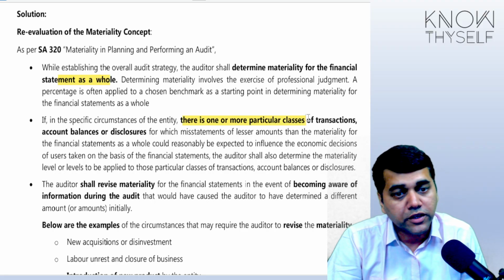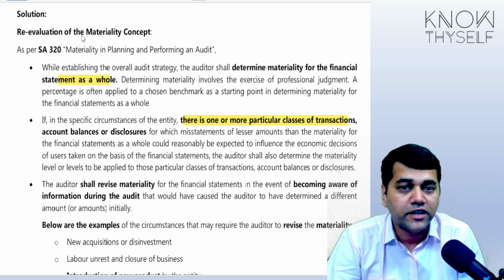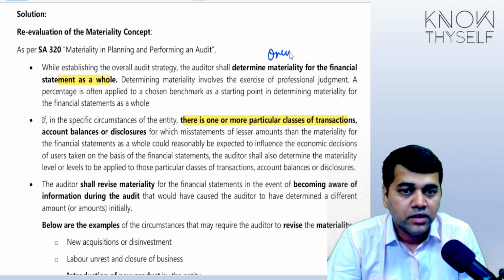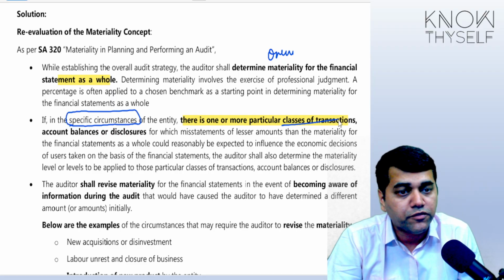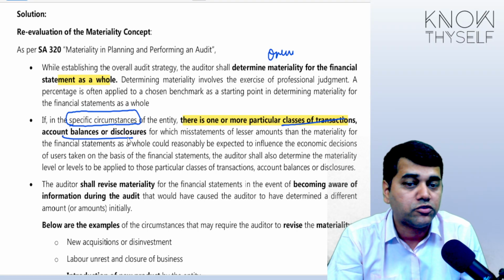There is one or more particular class of transaction. This is what materiality they are talking about, overall materiality. Then the auditor can, in specific circumstances, fix the materiality for a particular class of transaction, account balance or disclosure. So the given case is not related to that.